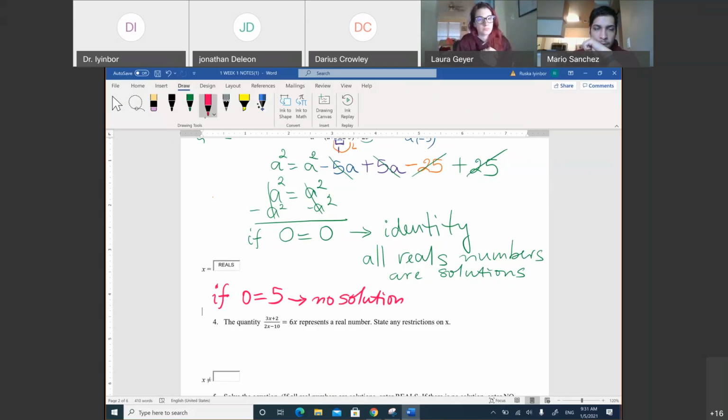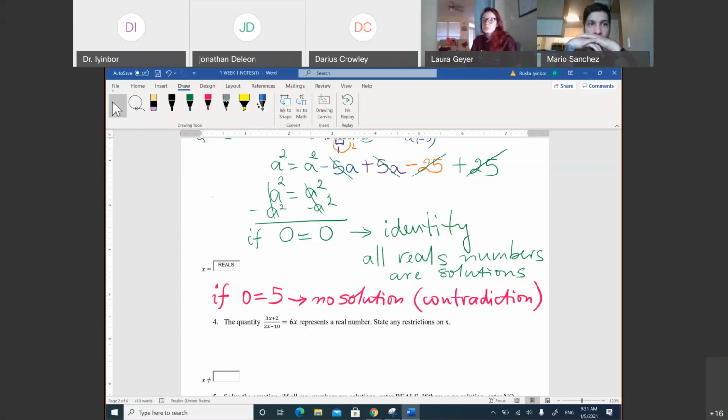Would that be a contradiction as well, or just no solution? That's going to be a contradiction, yes. Okay, everybody understand that? So this is an equation which has no solution or is an identity, depending on what is left after everything cancels out. Okay, make sense?